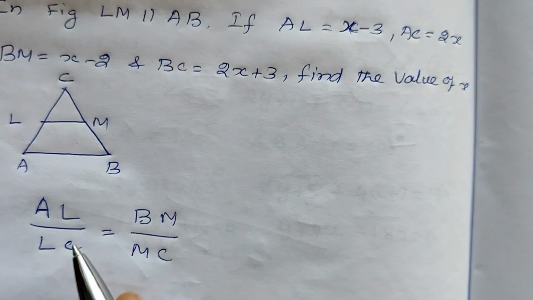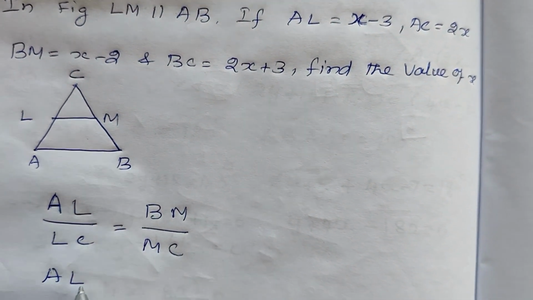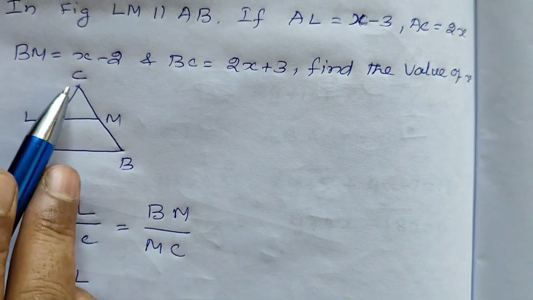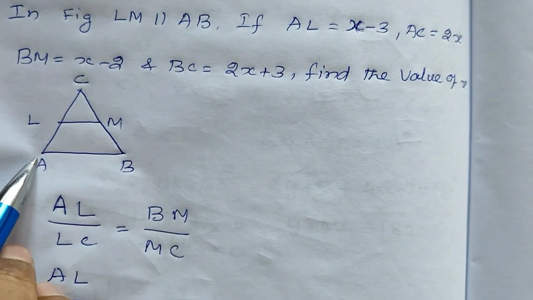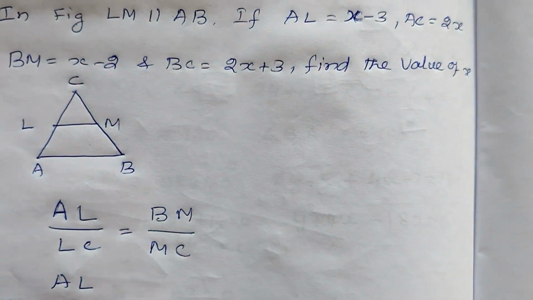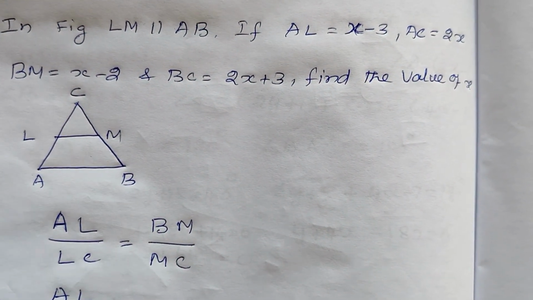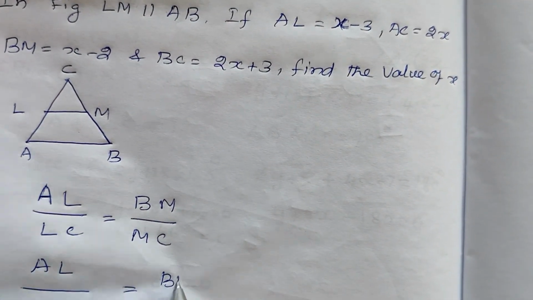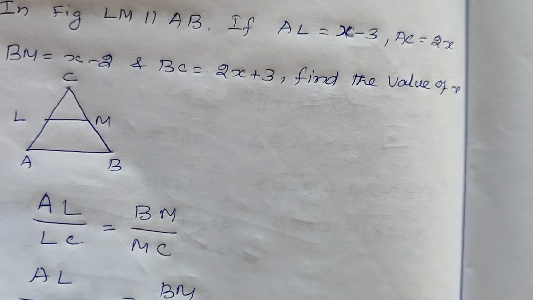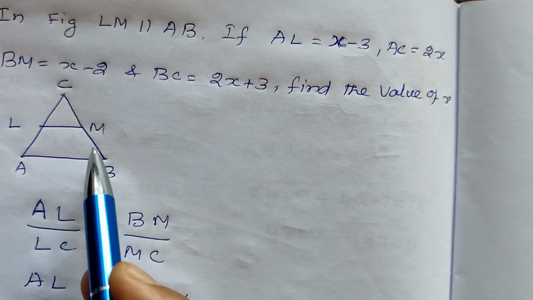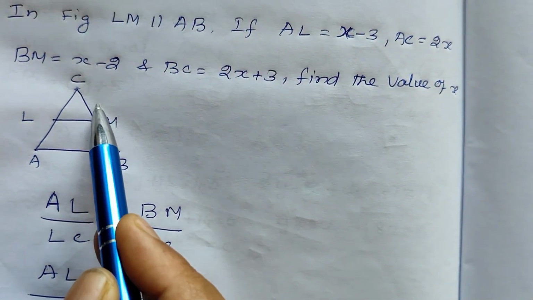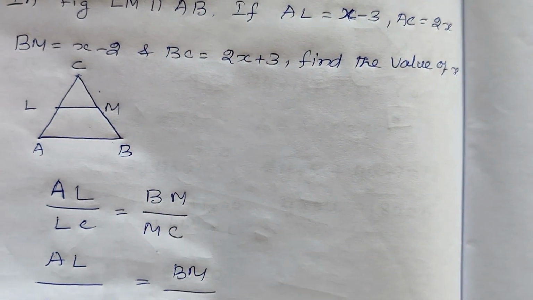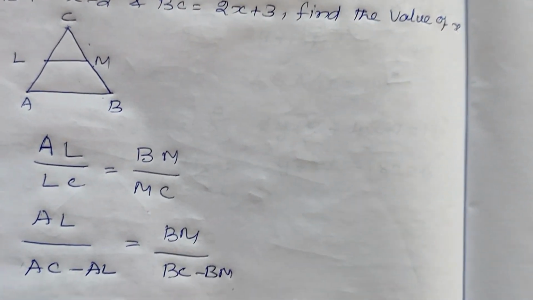So we have to write AL by LC. AL is given, AL equals x minus 3. AL by LC we can write as AL by AC minus AL, since AC is given. In the same way, here BM is given but MC is not given. So MC equals BC minus BM. Next we have to substitute the values.